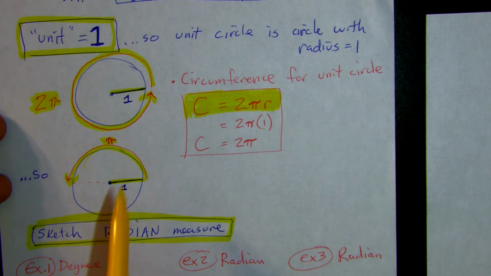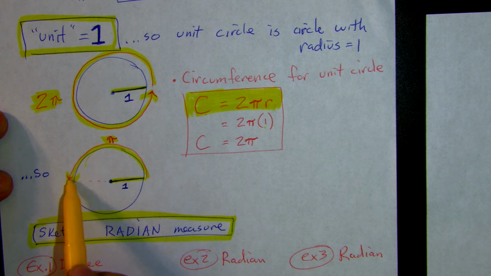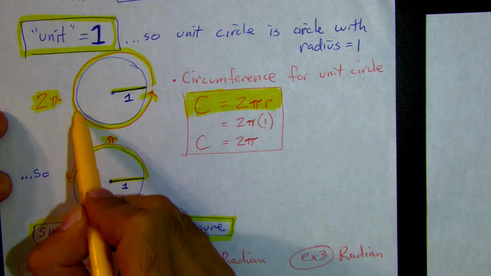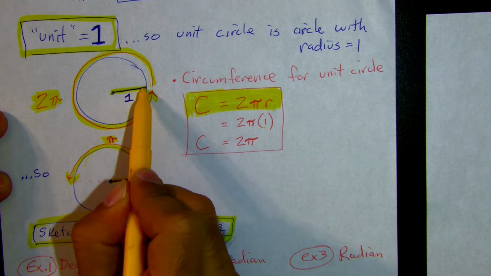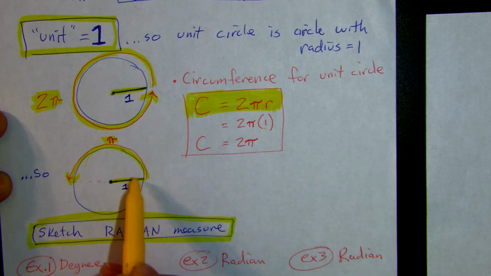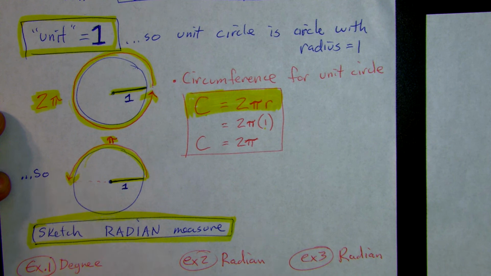And I'll keep reiterating this, but really we go pi radians. See, these are measurements in radians. Because it's based on a radius of 1, this is 2 pi radians to go all the way around. This is pi radians to go halfway. Let's keep that in mind.